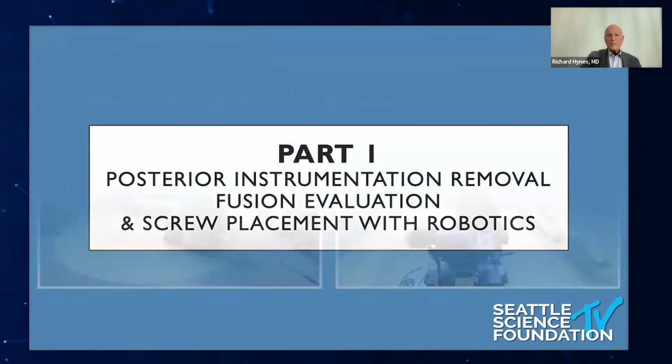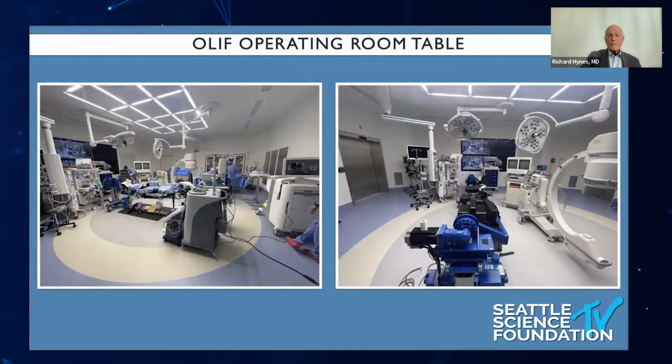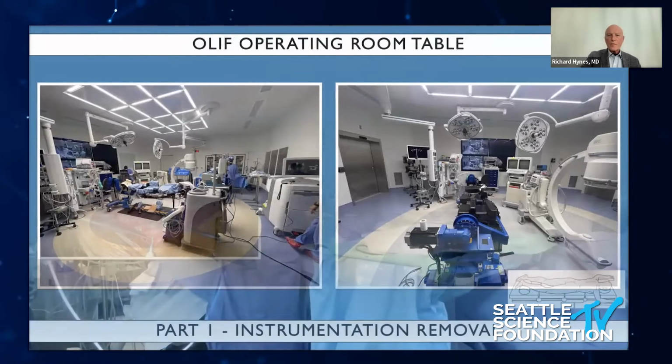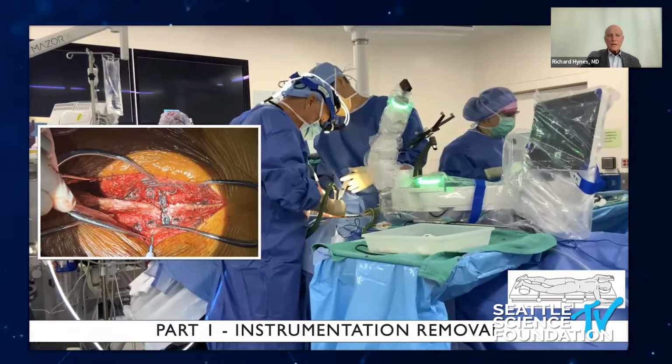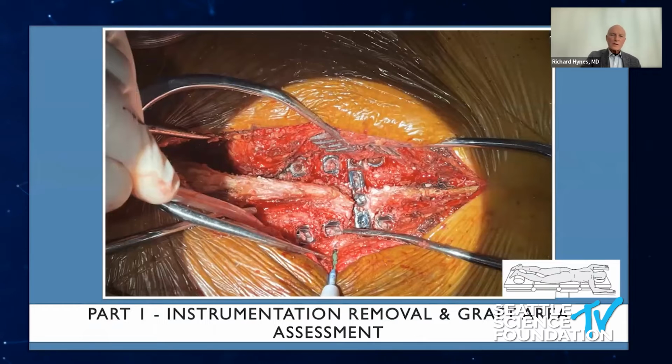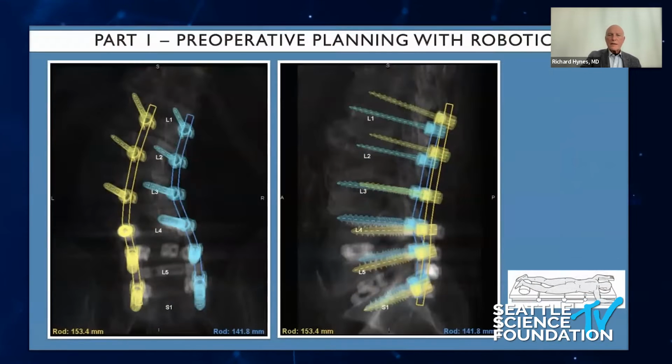So in this case, what we did was we went to the operating room with a custom bed that I can go back and forth on for a posterior, anterior, posterior. We started posterior, removed the instrumentation; you've got to know what's going on first. So we looked at the instrumentation. There was pseudoarthrosis. We removed it and assessed the graft area. That was ideal up front. And then we could plan the screws with our robot, which was very, very helpful.